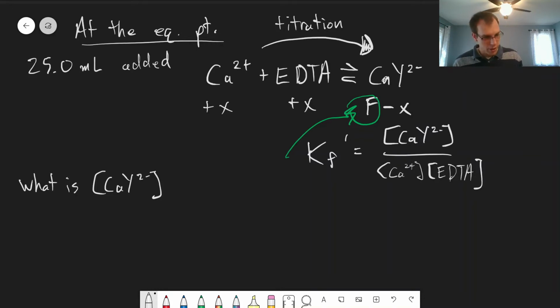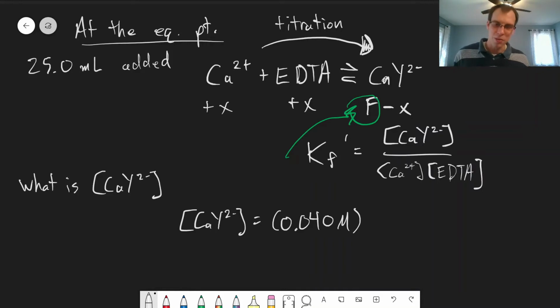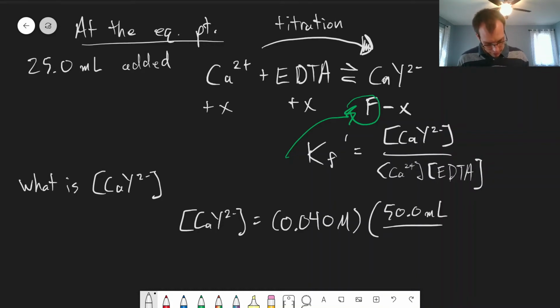So we take our original concentration, if we had added no volume to our solution, this would be the amount, right? If we had magically kept it equal to this initial volume, this is what it would be. So all we need to do is take dilution into account. So we had initially 50 milliliters. At the equivalence point, we have 75 milliliters of volume because we've added 25. And so that gives us a somewhat lower concentration of 0.0267 molar.